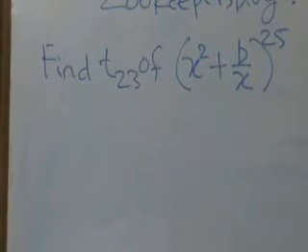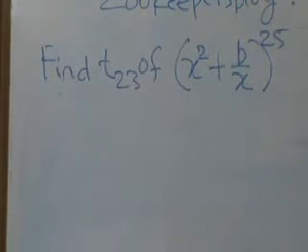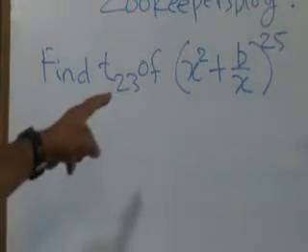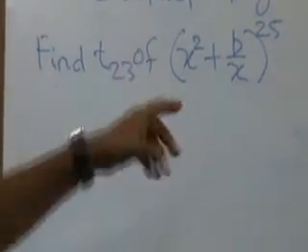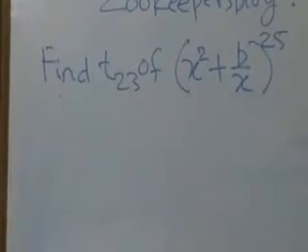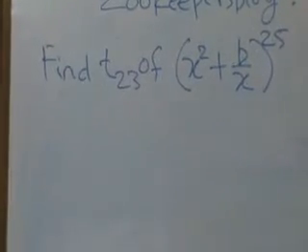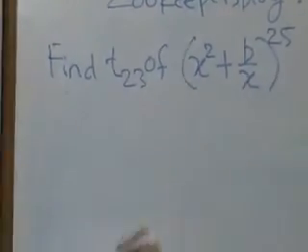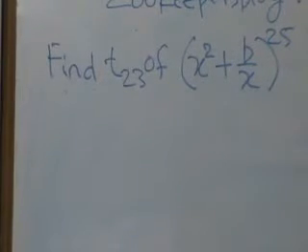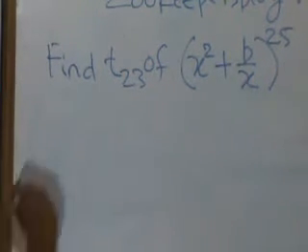25, 26. (a plus b) whole square has got how many terms? 3. (a plus b) whole cube has got how many terms? 4: a cube plus 3a square b, 3ab square and b cube. So (x square plus b by x) to the power 25 will actually expand to 26 terms. Okay. So find T23 for (x square plus b by x) to the power 25. Is this fine? Yes. Okay, right.